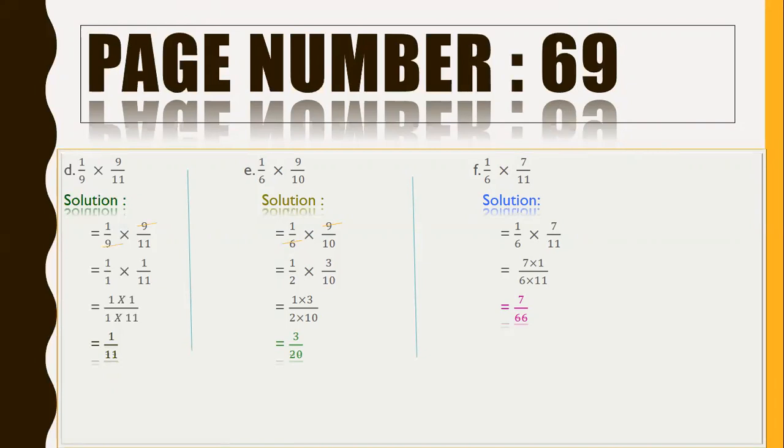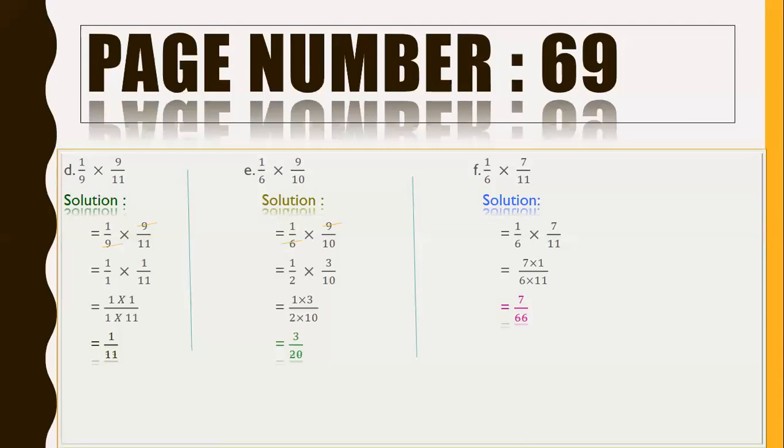We can cancel any term over here? No. The answer is correct because we cannot cancel 7 with 6 or 7 with 11. It means that in these parts only we have the simple multiplication. We multiply 7 with 1 and 6 with 11. 7 ones are 7 and 6 elevens are 66. So 7 over 66 will be our required fraction.